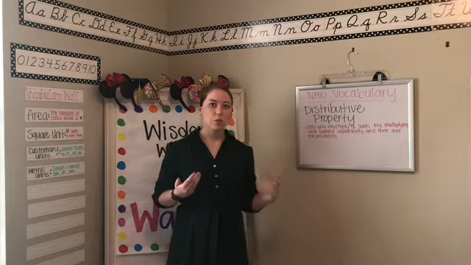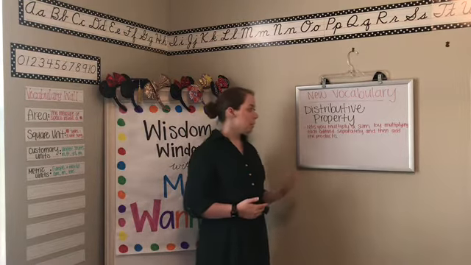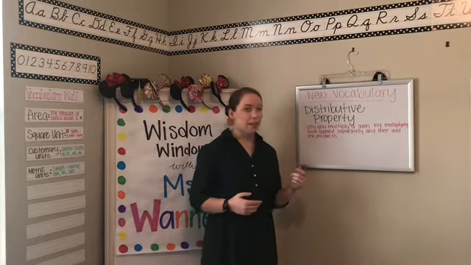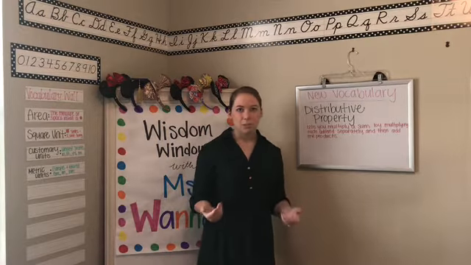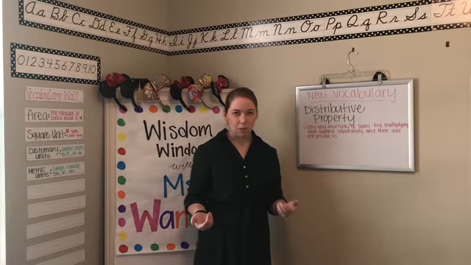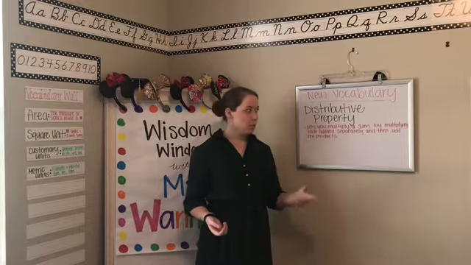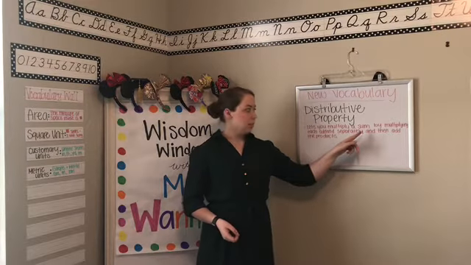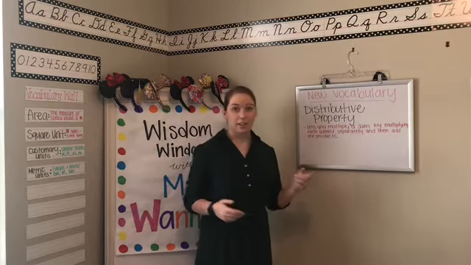The distributive property lets you multiply a sum by multiplying each add-in separately and then adding the products. So what's the sum and then what's a product? Do we remember what those are? A sum is when we add, multiply is when we multiply, and then a product is like our answer or a solution.